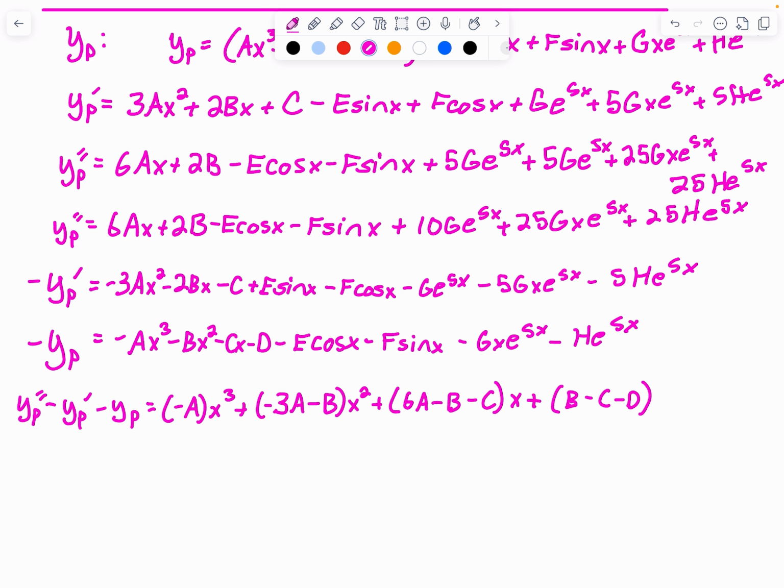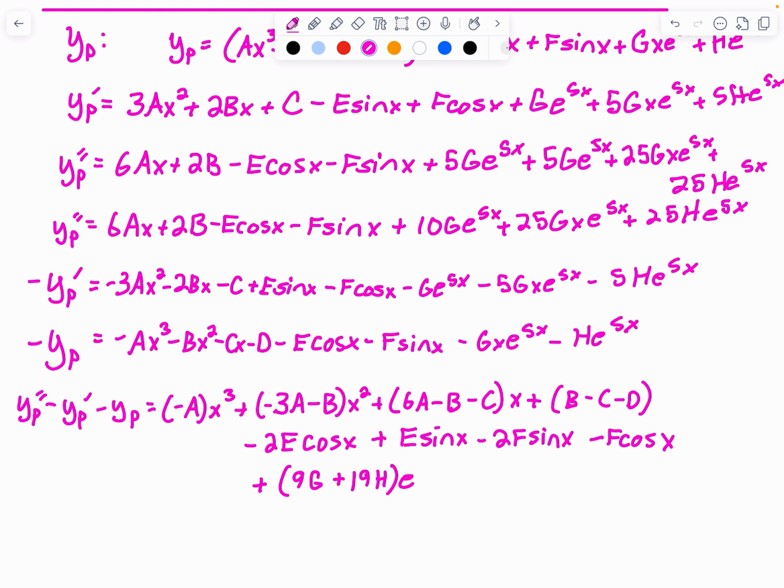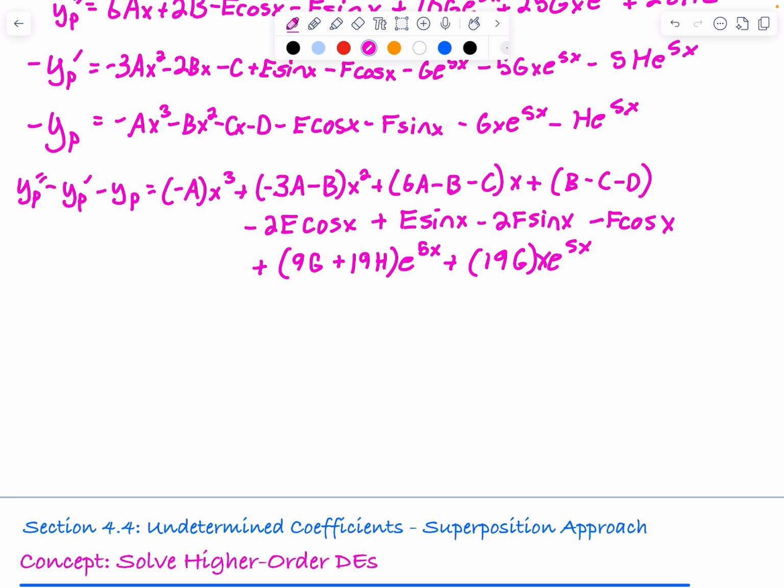That's my constant. And then the rest of my equation, putting things together, I get minus 2e cosine x plus e sine x minus 2f sine x minus f cosine x. And then I got one last line here, 9g plus 19h e to the 5x, and then plus 19g e to the 5x. Oof, it's pretty long. So now I have my system here.